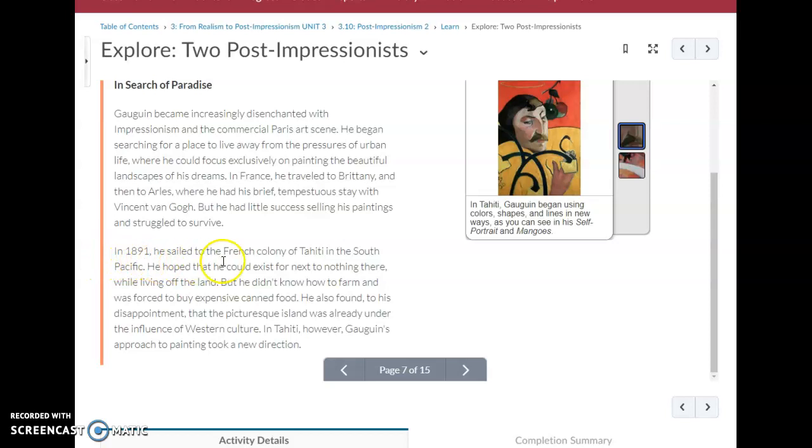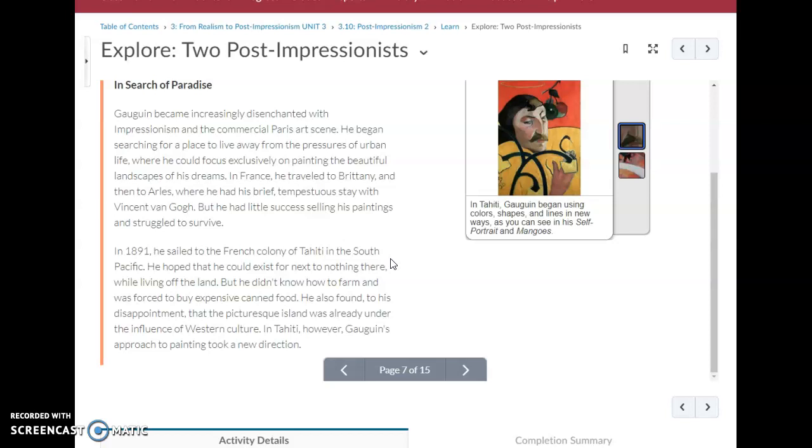In 1891, he sailed to the French colony of Tahiti in the South Pacific. He hoped that he could exist for next to nothing there while living off the land. But he didn't know how to farm and was forced to buy expensive canned food. He also found, to his disappointment, that the picturesque island was already under the influence of Western culture. In Tahiti, however, Gauguin's approach to painting took a new direction.